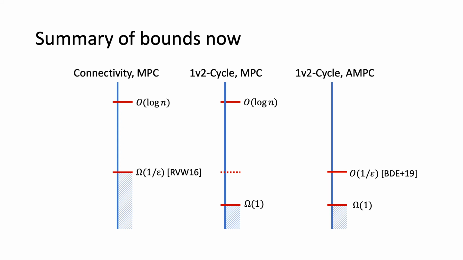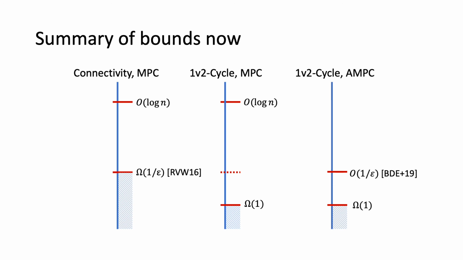Now let's see how this result fits into the landscape of bounds we had earlier. For the 1 versus 2 cycle, before, we had an upper bound of big O of log n in MPC, and an upper bound of big O 1 over epsilon in AMPC, and we had no non-trivial lower bounds.